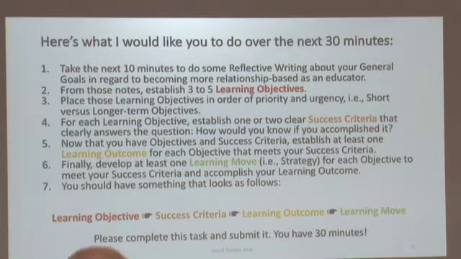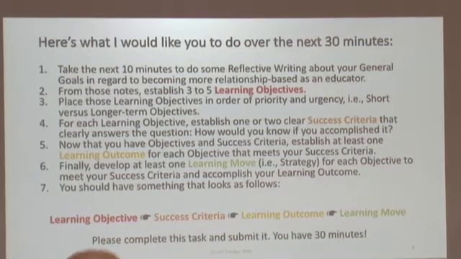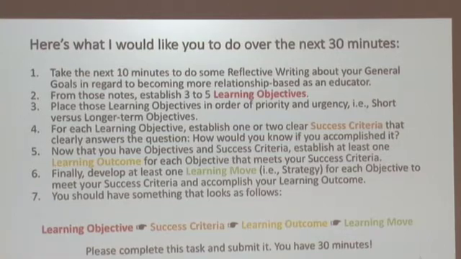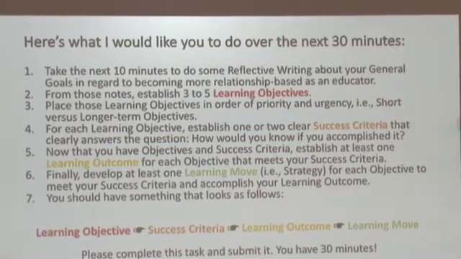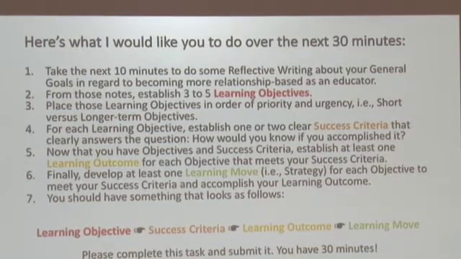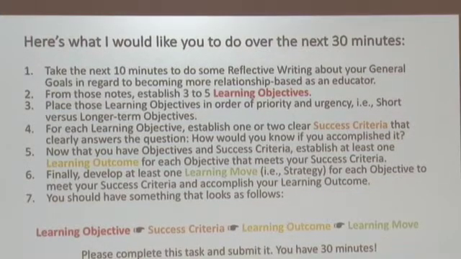And write about how you become more relationship-based as an educator. In that time, I want you to come up with 3 to 5 learning objectives, but I want you to place those learning objectives in order of priority and urgency. Make sure you got the short-term, long-term in order, like 1 to 5. And then for each learning objective, I want you to really think about 1 or 2 success criteria that clearly answers the question, how would you know if you accomplished those learning objectives?